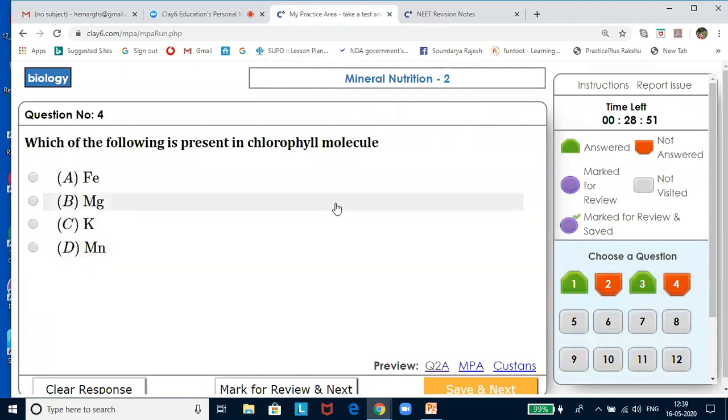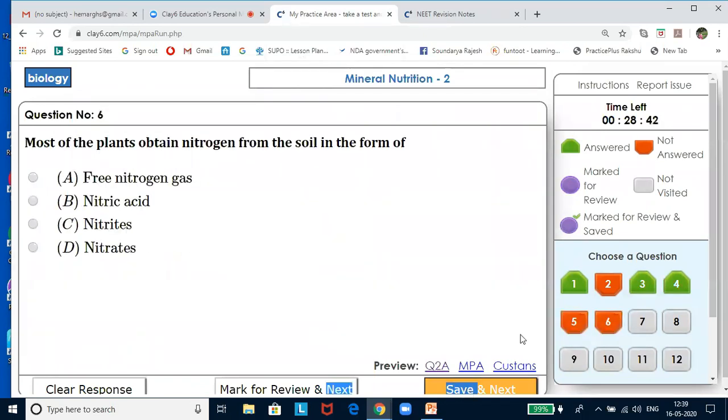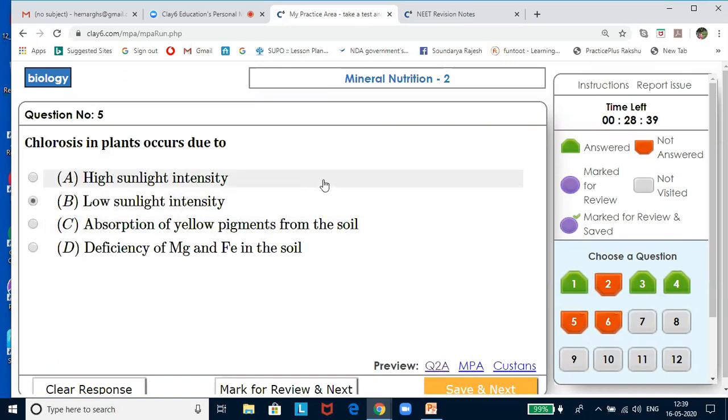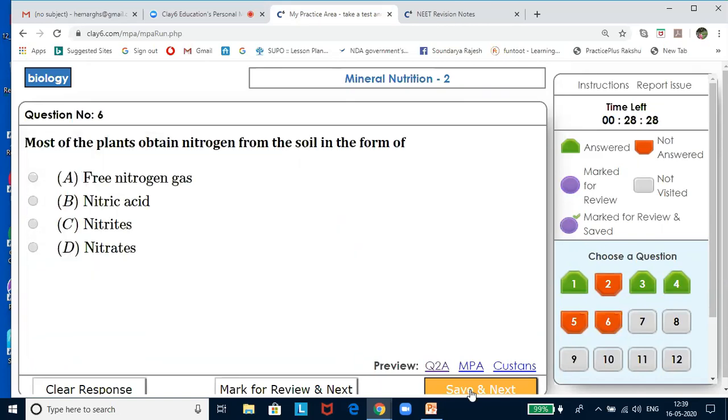Which of the following is present in the chlorophyll molecule? Magnesium. Chlorosis in plants occurs due to deficiency of magnesium and iron in the soil. Most of the plants obtain nitrogen from the soil in the form of nitrates.